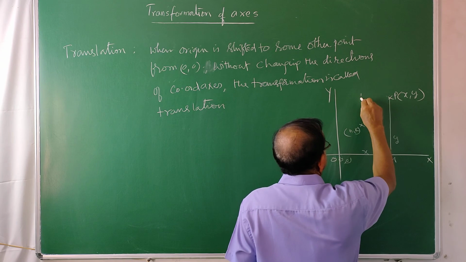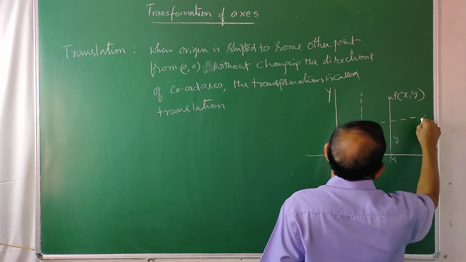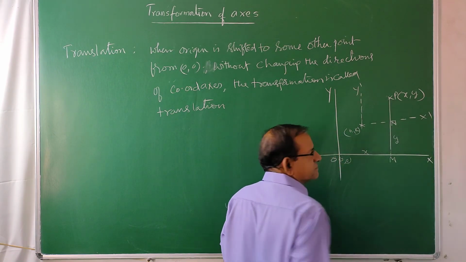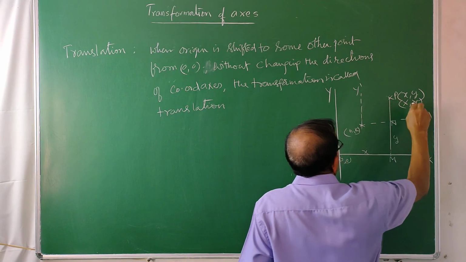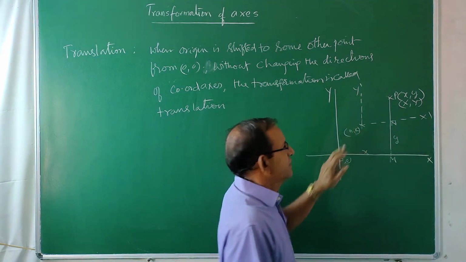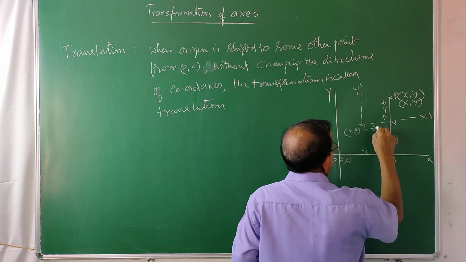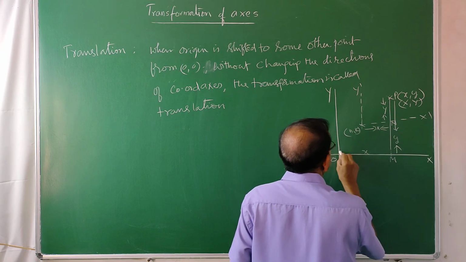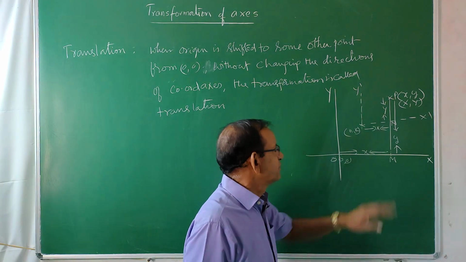Then this is the new y-axis, this is the new x-axis, and take this point as N. Now the coordinates of this point P are changed to big X comma big Y with respect to the new coordinate system. This is capital Y, and this is capital X. Now this whole thing is small y and this is small x. Then what is the relation between these two?